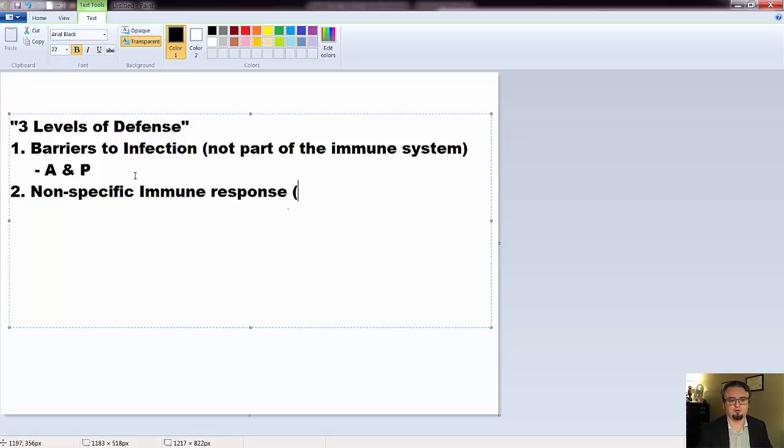And it's also referred to as the innate immune response, innate immunity, I should say. That's how I have it titled on the PowerPoint. I'm giving it to you in both ways because you'll hear it described in both ways. So it's sometimes referred to as non-specific, sometimes referred to as innate.